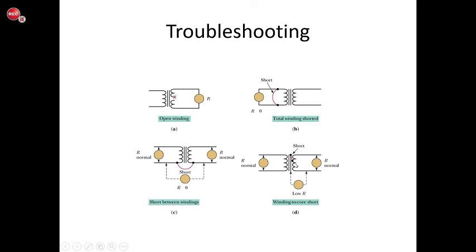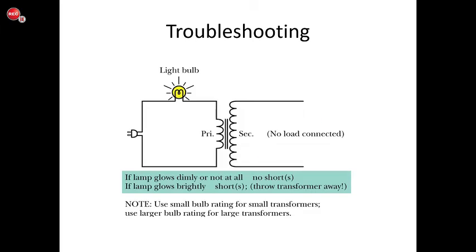It's possible to have a short to the core material where the insulation has burned or worn off of the windings that make up the primary or the secondary. If you measure the resistance from one of the leads of the windings to the actual core material, that should be infinite resistance, and if the resistance is low, you know you have a problem.